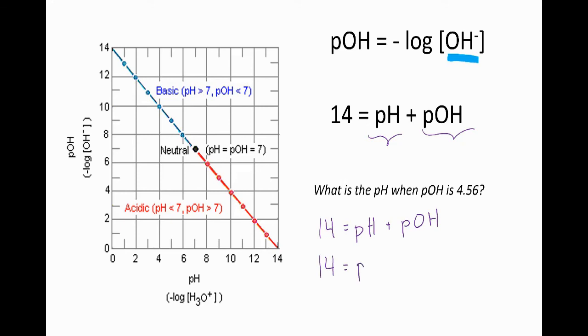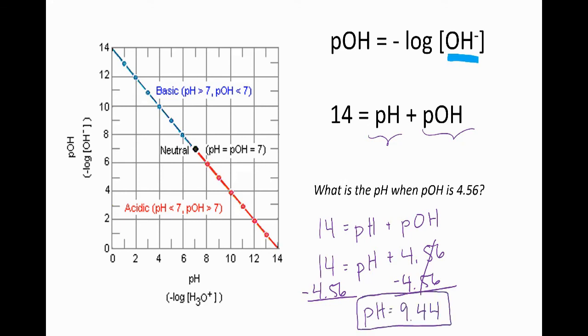So they tell us that the pOH is 4.56, so we'll subtract that number from 14, okay? It cancels out on the right, and so 14 minus 4.56 is 9.44. And so again, the pH scale is what tells us if it's acidic or basic. Since this is a high pH, this means that it is something with a basic characteristic.